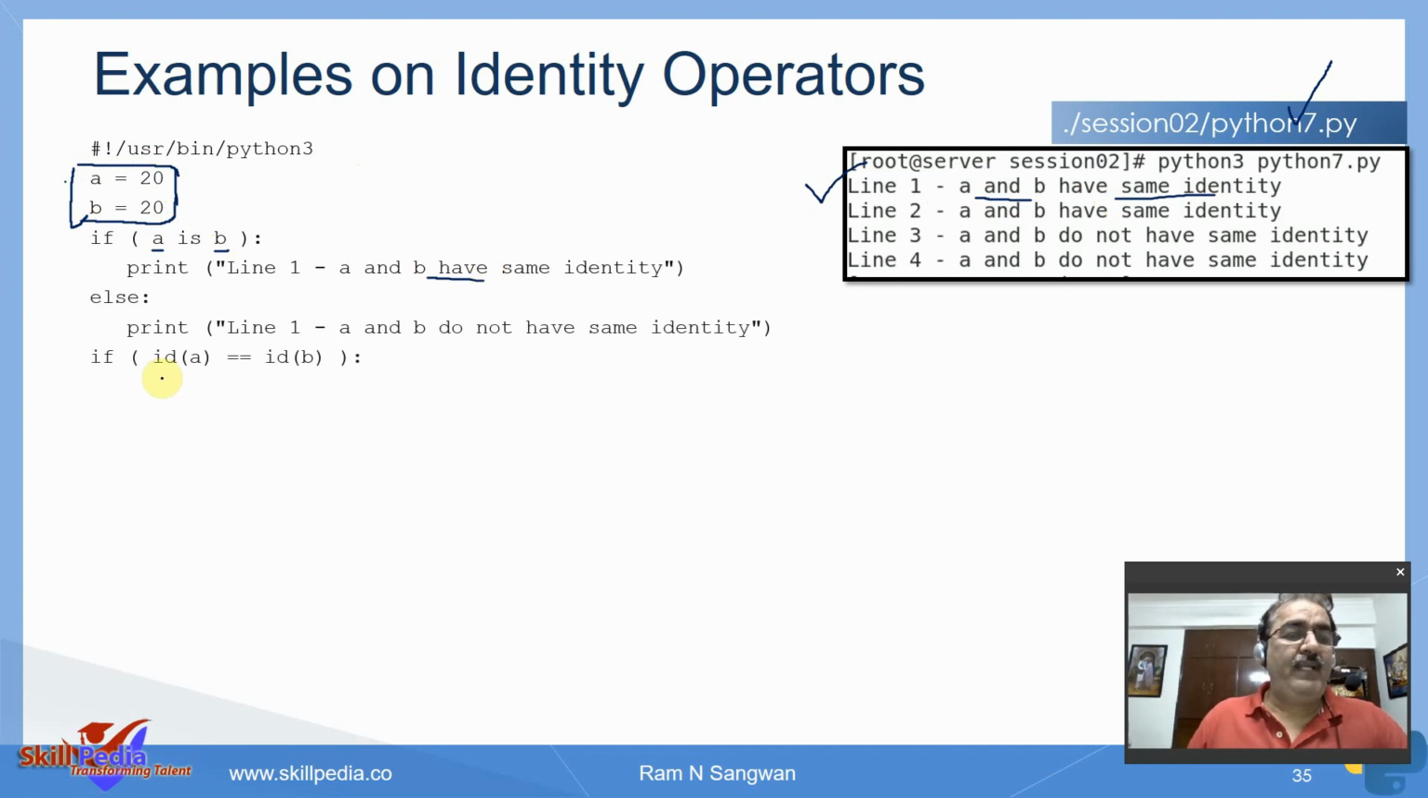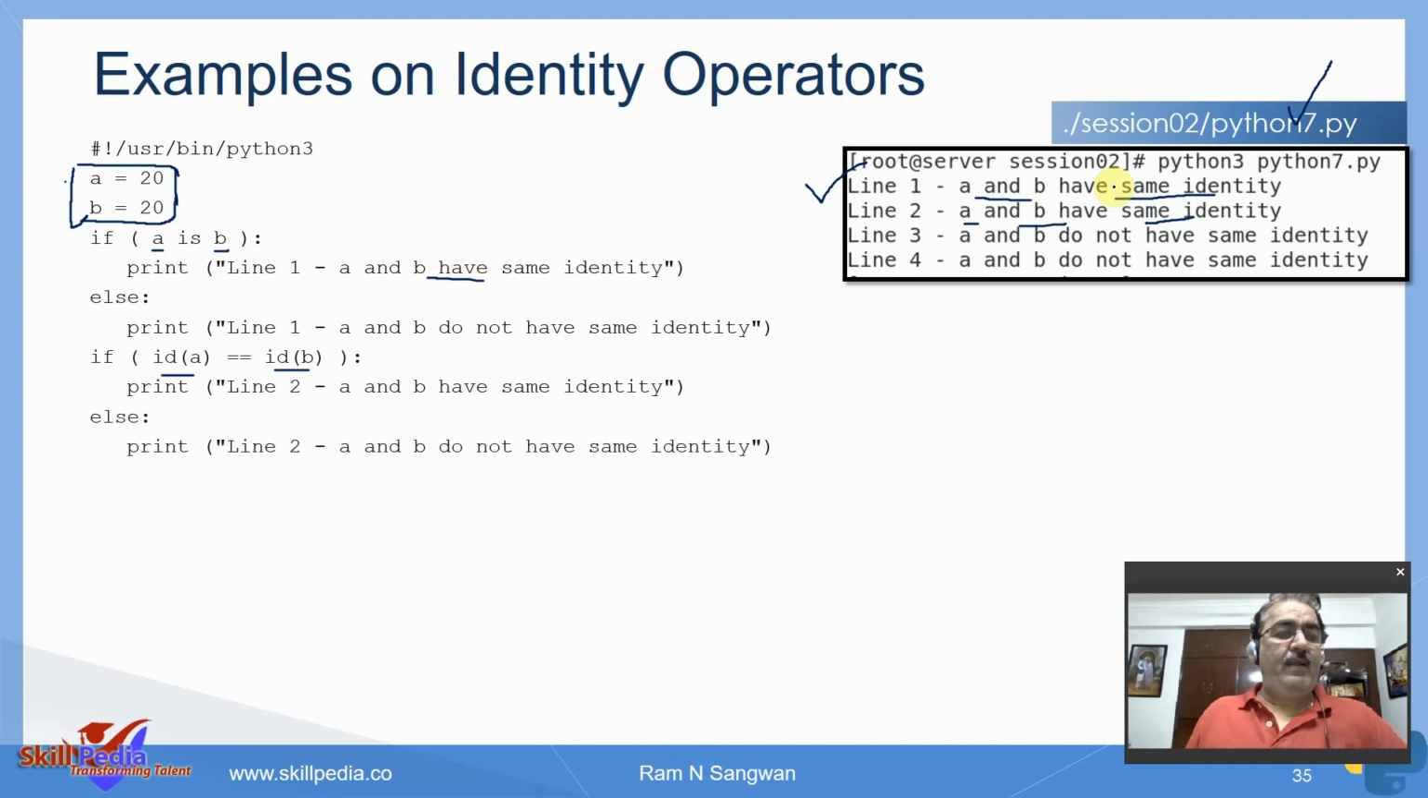If id of A equal to id of B, and this is the output, you will get A and B have same identity, because this is true. Actually, indeed, this is true. Else this will never be executed. You will not find this line.